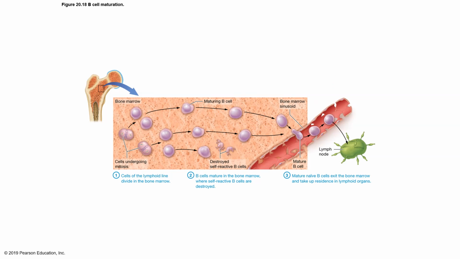Cells of the lymphoid line will then start dividing in the bone marrow. These will cause the B cells to mature in the bone marrow, where the self-reactive B cells are destroyed. Mature, naive B cells will then exit the bone marrow and take up residence in your different lymphoid organs, like your lymph nodes. When they say naive, that means they have not yet been exposed to an antigen, so they haven't been activated.